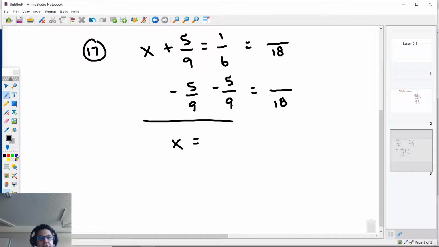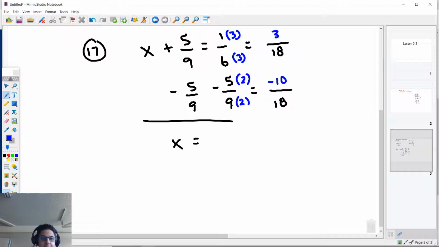So let's go ahead and change those. So 6 multiplied by 3 gives me my 18. So 1 times 3 gives me a 3. 9 times 2 gives me 18, so negative 5. Remember, that's negative 5 times 2 gives me negative 10.